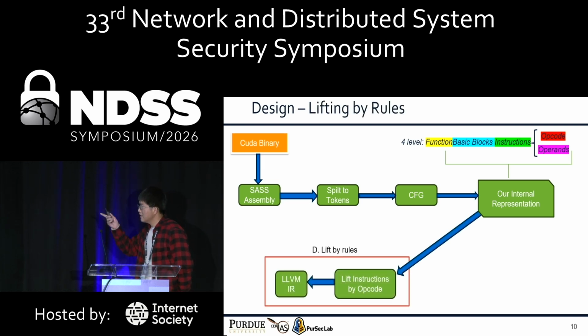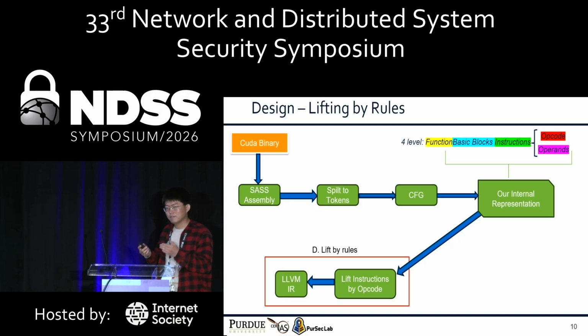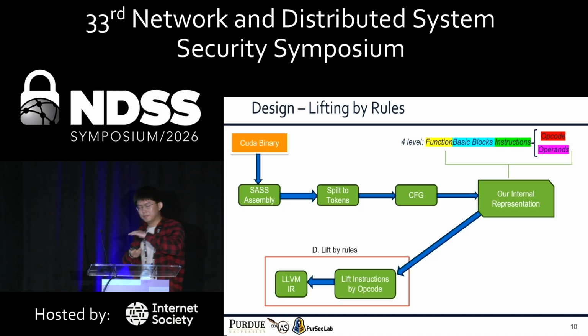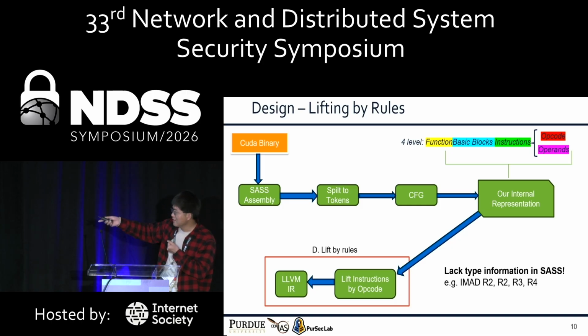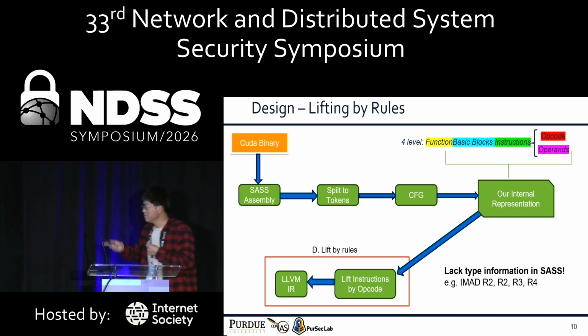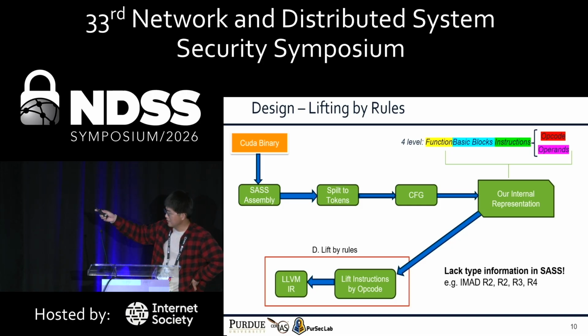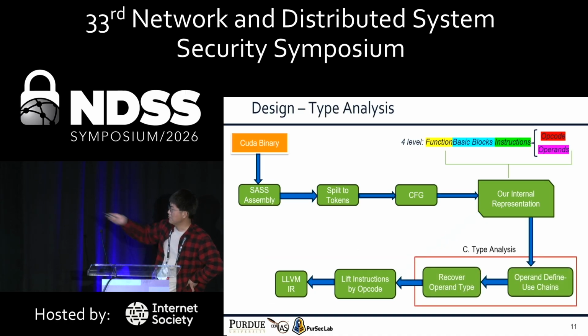And then after that, we'll try to lift the instruction one by one. For each opcode, we will write a set of rules. There is a tool, it's a Python package called llvmlite. So our implementation is based on this. But we just mentioned that there's a challenge because in SASS, there's not enough type information. So before this step, we need to have another step. So type analysis. Firstly, we will build a chain, the definition and usage chain.